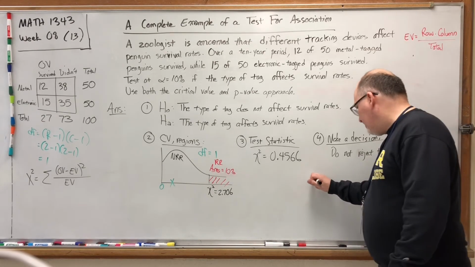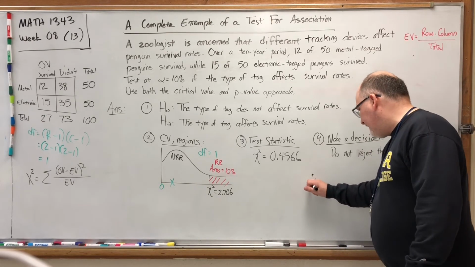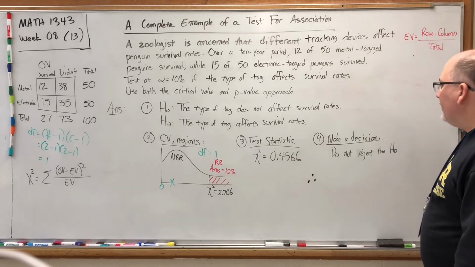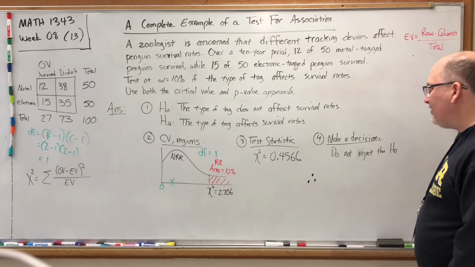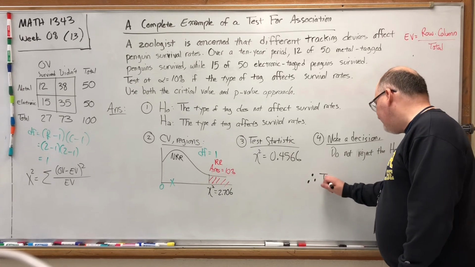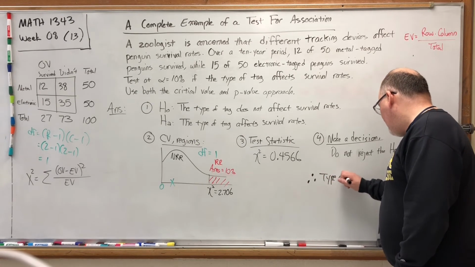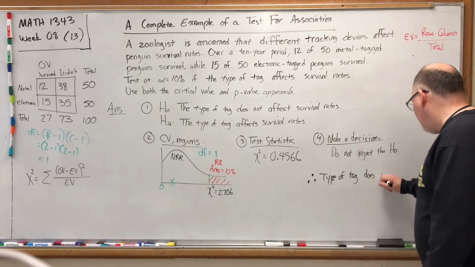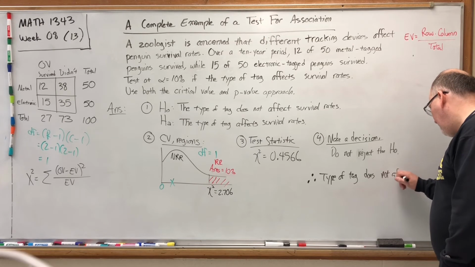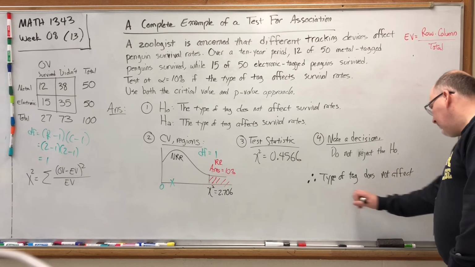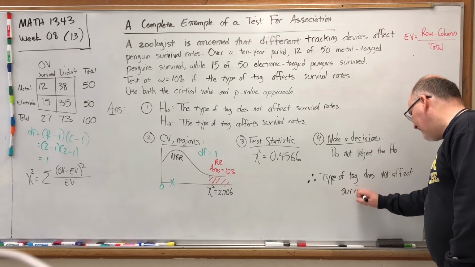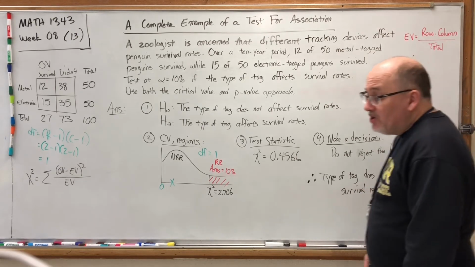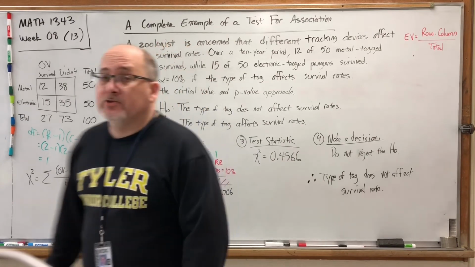And let's just go ahead and answer the question or draw a conclusion. I think I'll show now the 3-dot triangle. It's a symbol for the word therefore. Therefore, if we don't reject the null hypothesis, we conclude that type of tag does not affect survival rate. Type of tag does not affect survival rate because there's not an association between the two. Your tag has nothing to do with whether or not you survive, penguin.